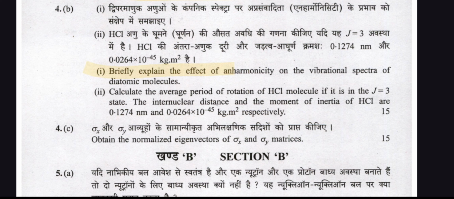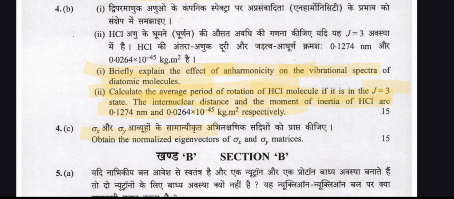Question number 4. Verify and explain the effect of anharmonicity on the vibrational spectra of a diatomic molecule. Question number 2. Calculate the average period of rotation of the HCl molecule if it is in the l = 3 state. The internuclear distance and the moment of inertia of HCl are 0.127 nanometers and 0.0264 × 10^-44 kg m² respectively.